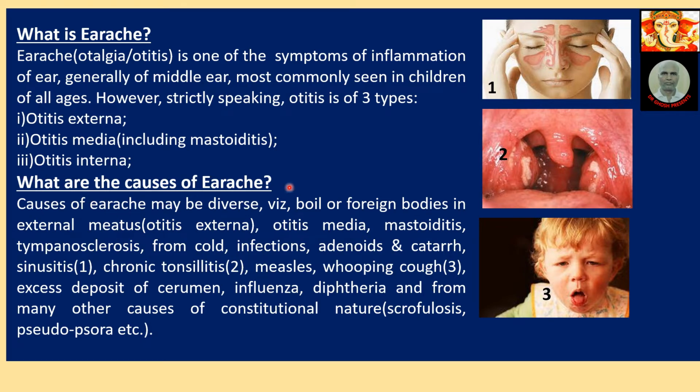Now, what are the causes of earache? The causes may be diverse. For example, a boil or foreign bodies in the external ear, in its external meatus. Meatus means that channel. Otitis externa, otitis media, mastoiditis, we will come to later on. What is mastoiditis? Tympanosclerosis from cold, infection, adenoids, tonsil-like glands, catarrh, sinusitis.